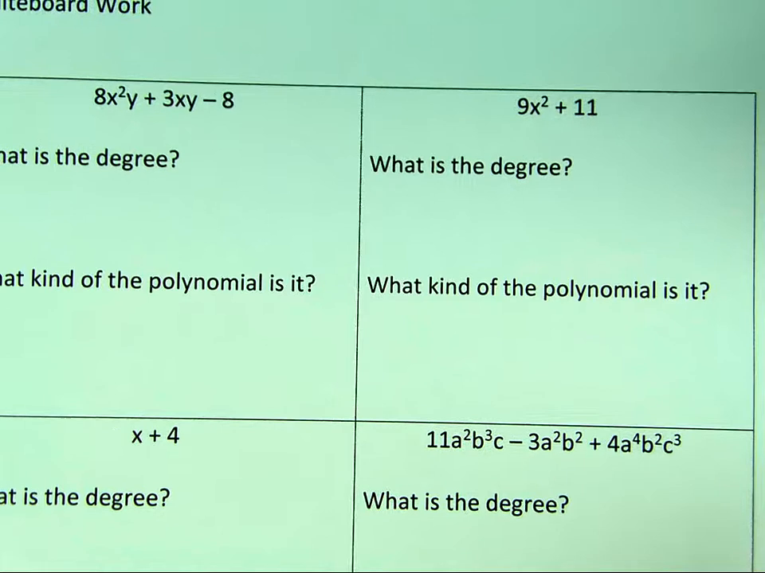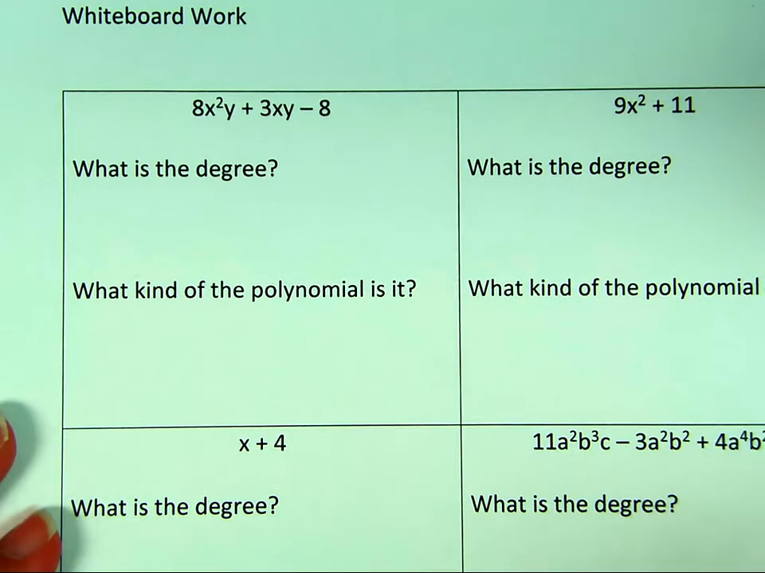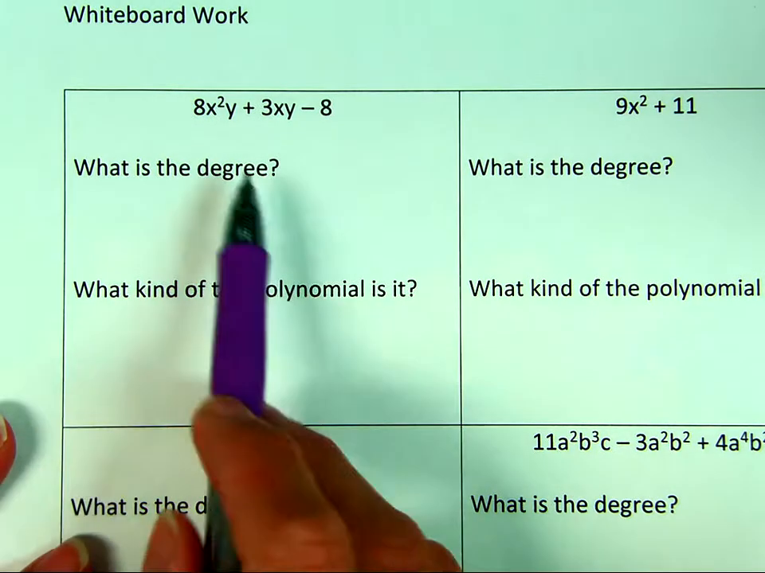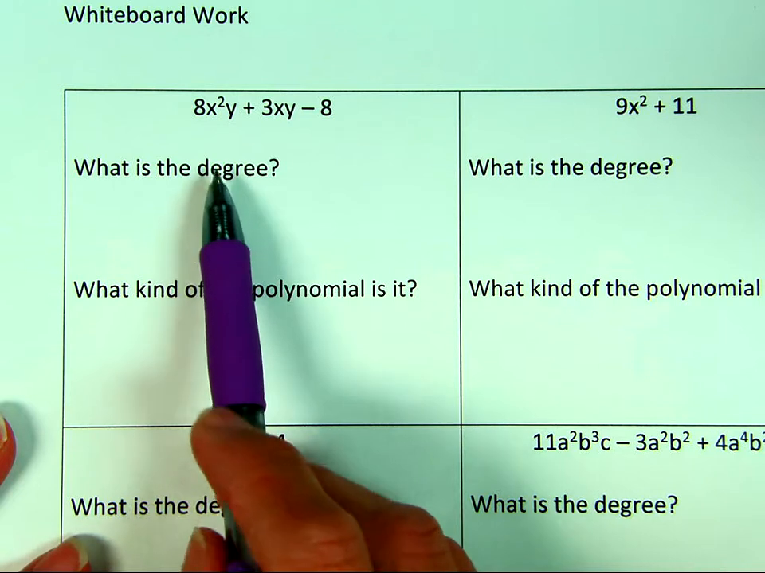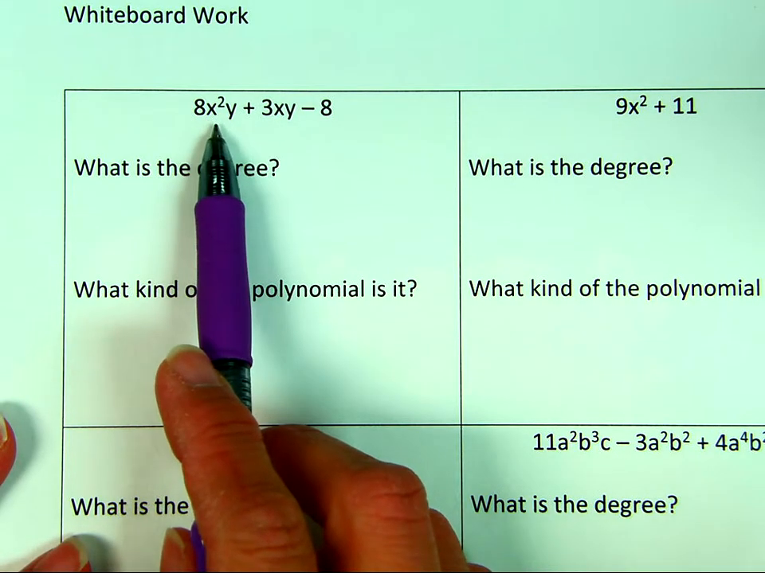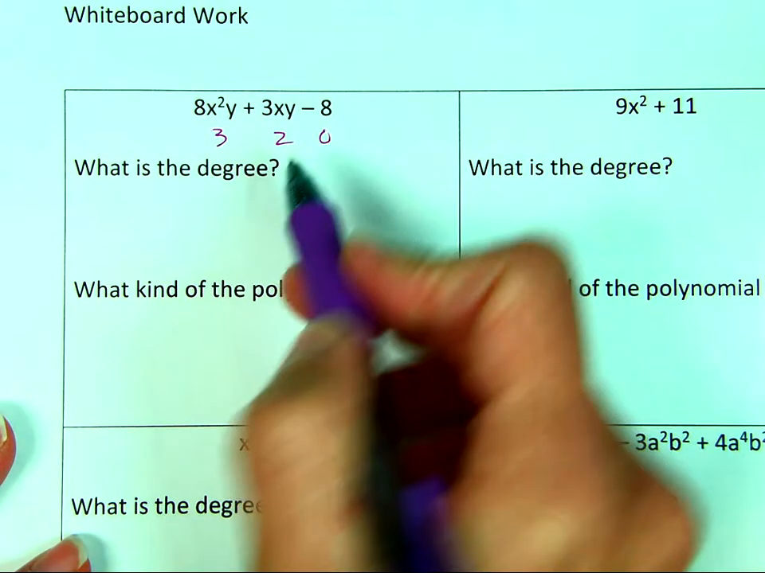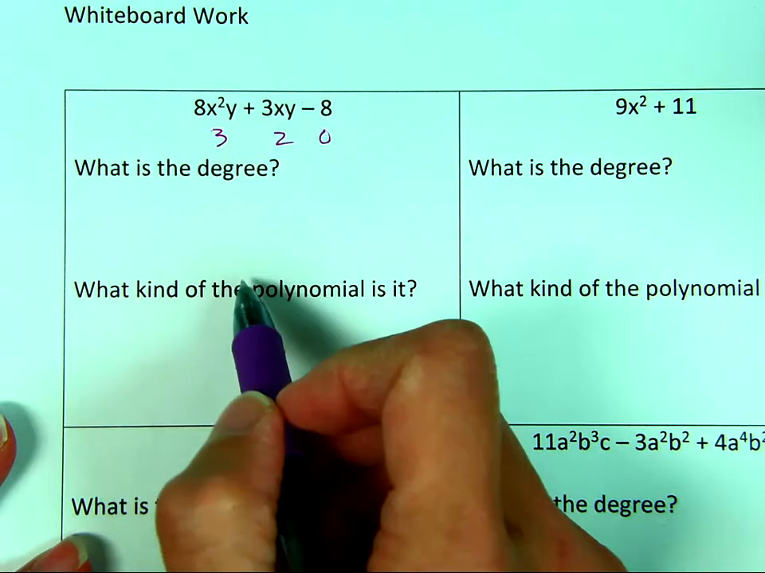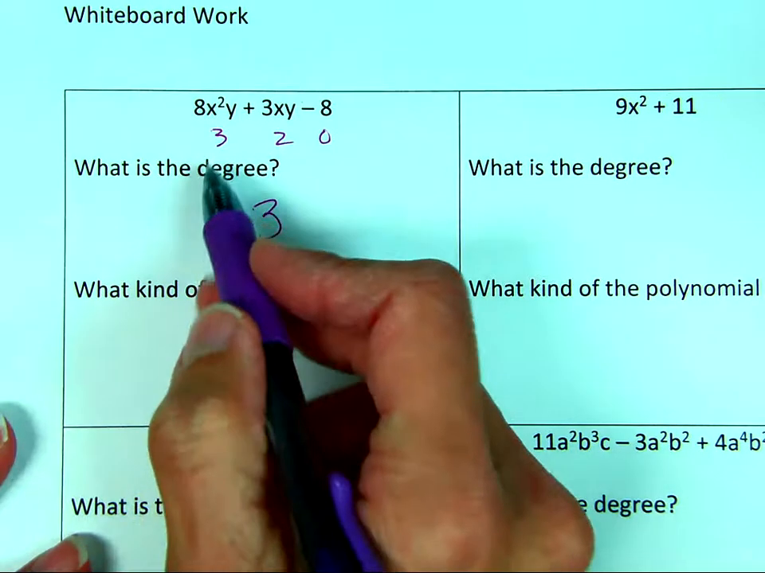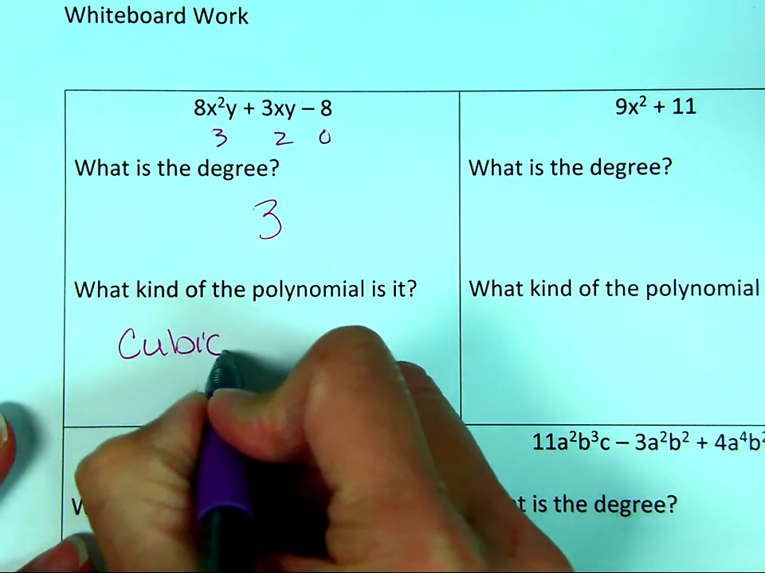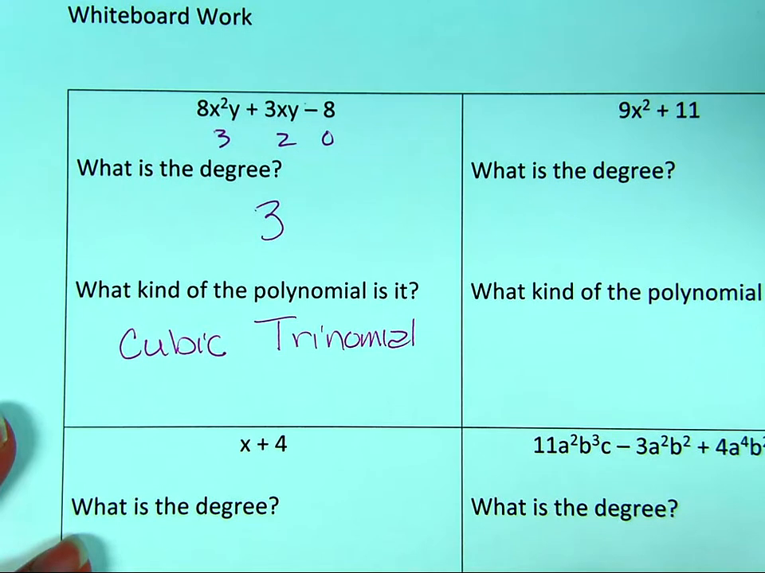Okay, so we are now going to put all that to work. In class, we'll do this on our whiteboards. Here, we'll do it. What is the degree of this polynomial? If you want to pause and try to figure it out, you can come back and check if you got it right. So you find the degree of each term, so 3, 2, and 0, by adding the exponents on the variables. So the degree of this one is 3, and what kind of polynomial is it? Well, if the highest degree is 3, you remember from before, it's cubic, and because it has 3 terms, we call it a trinomial. So we're going to call that a cubic trinomial.